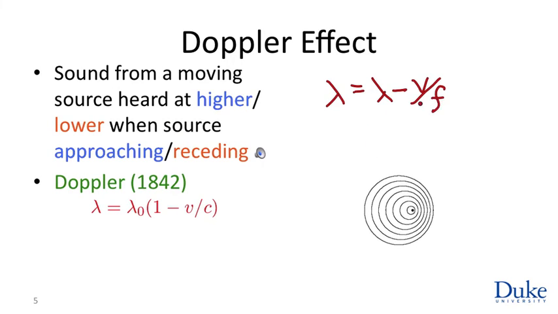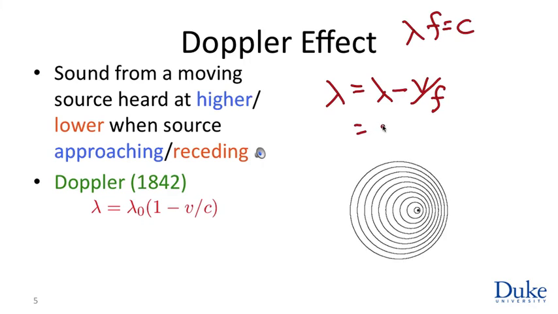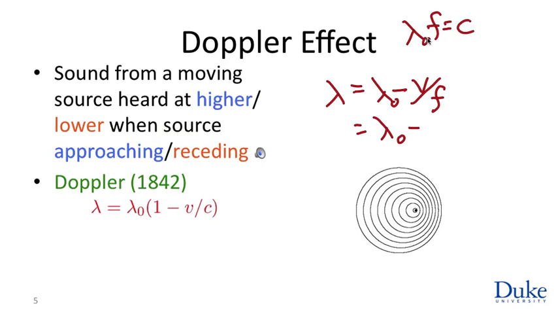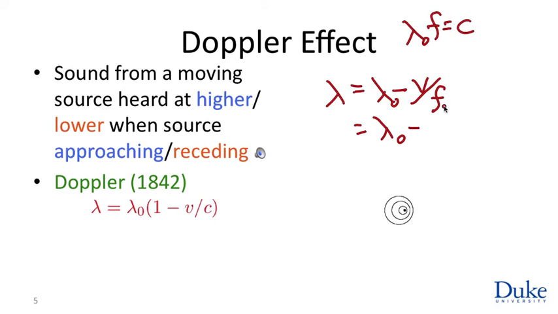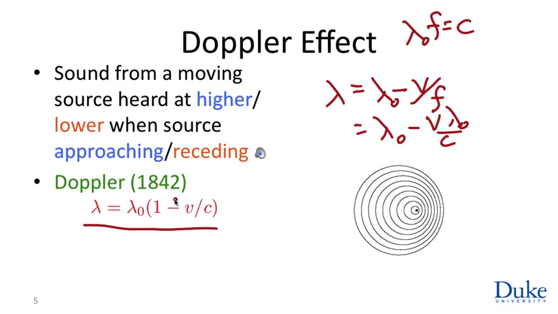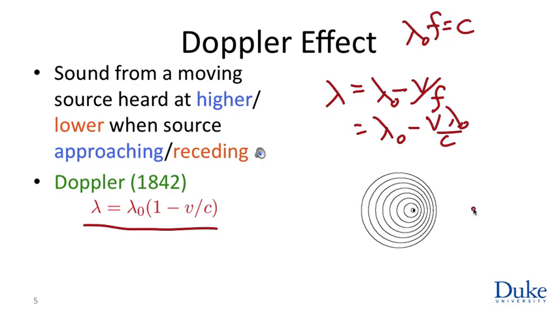And so remembering that lambda times f is c, I can write f as c over lambda, and I get lambda is lambda 0 minus v lambda 0 over c, or Doppler's formula, lambda is lambda 0 times (1 minus v over c). Notice that this v was taken to be positive when the source was approaching the observer.